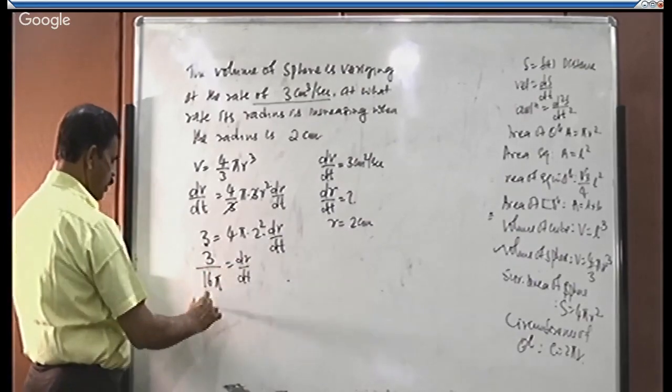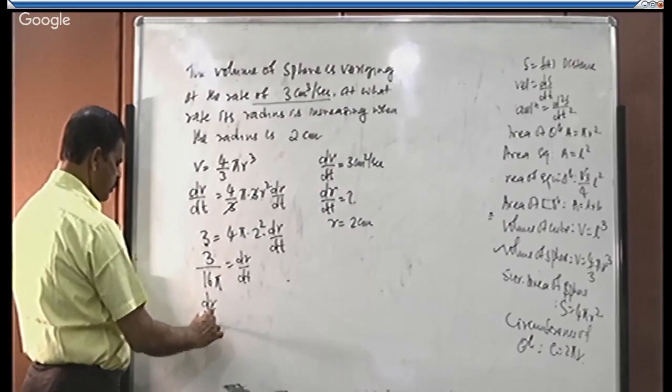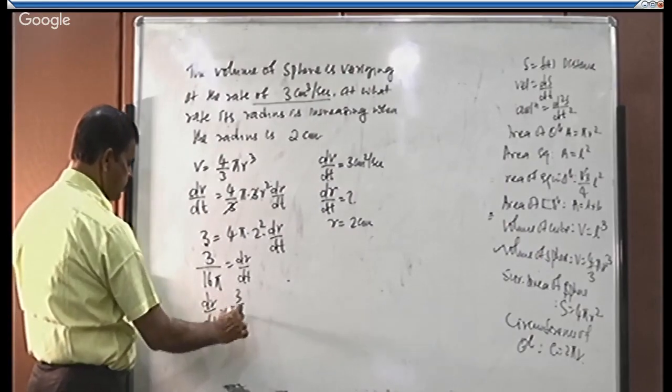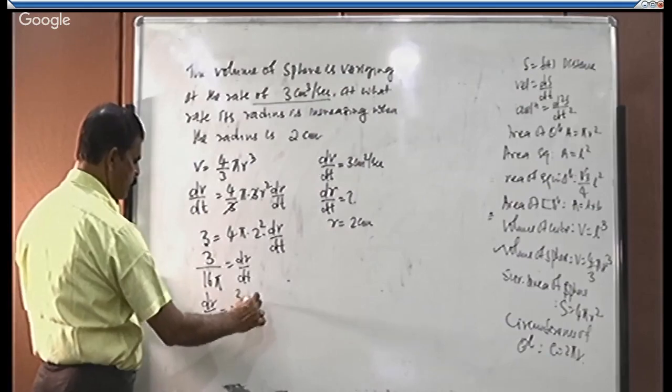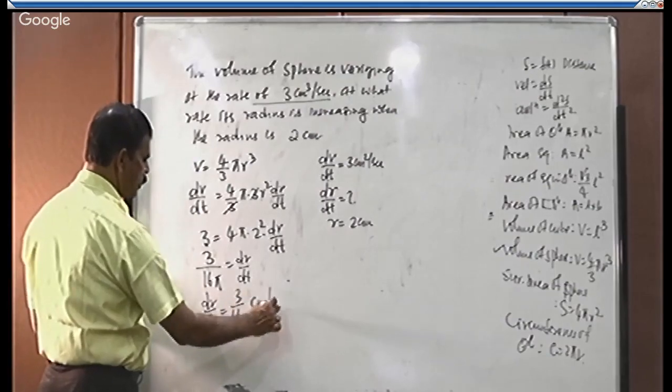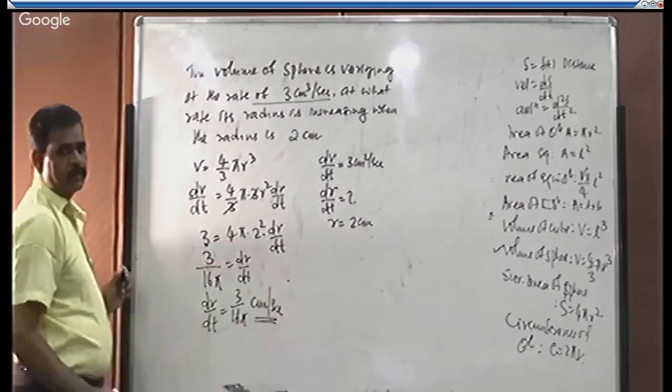Therefore, dr by dt is equal to 3 divided by 16 pi. Unit is important, centimeter per second. Right?